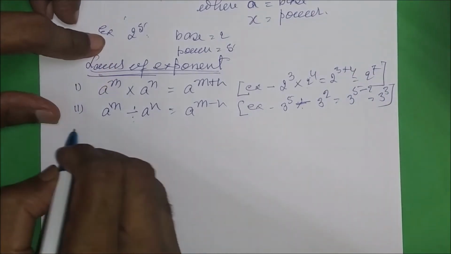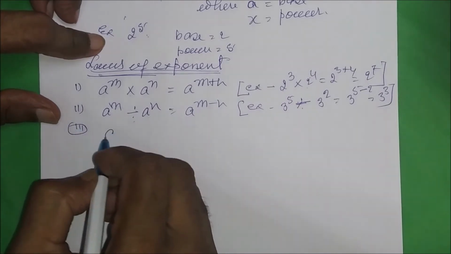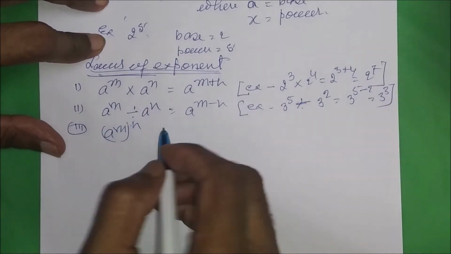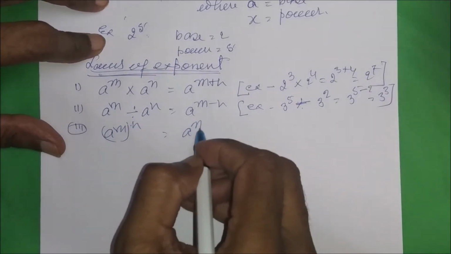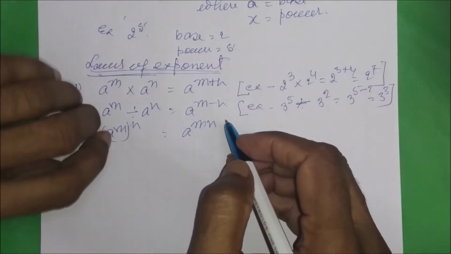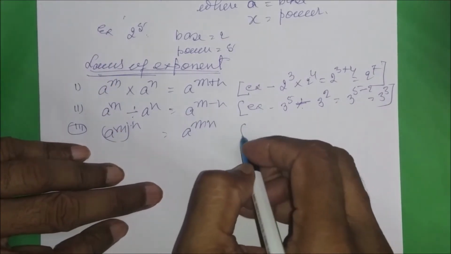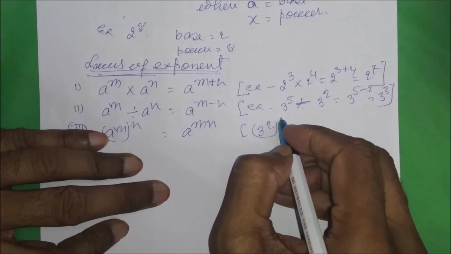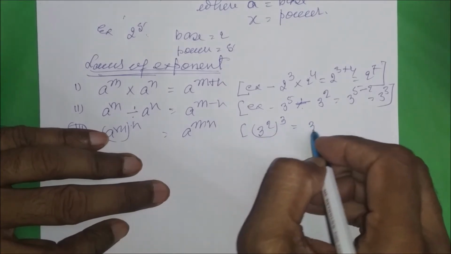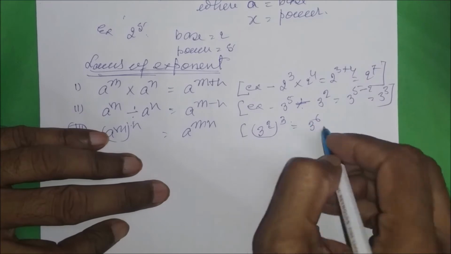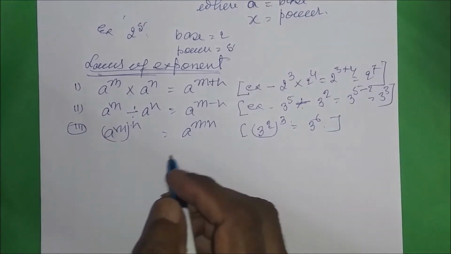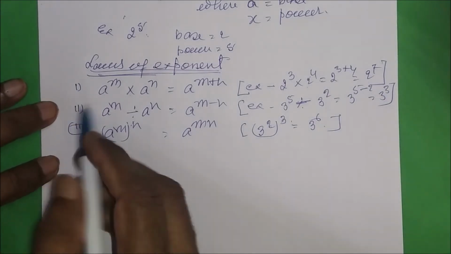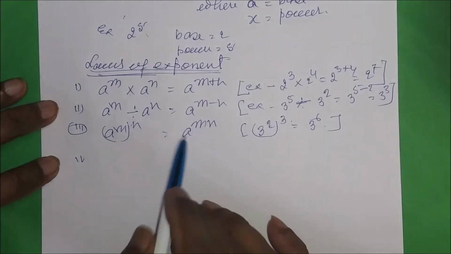Is it very clear? Now the third law: a to the power m, whole to the power n. It will be a to the power m into n. For example, 3 to the power 2, whole to the power 3. It will be 3 to the power 2 times 3, which is 3 to the power 6, and then find the value. Some more laws are there, but these 3 are the very important laws.